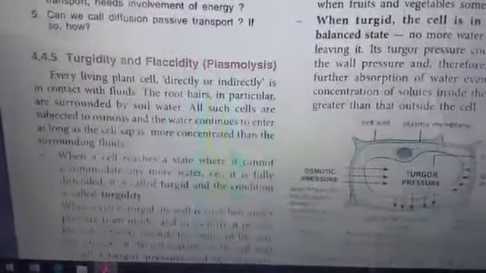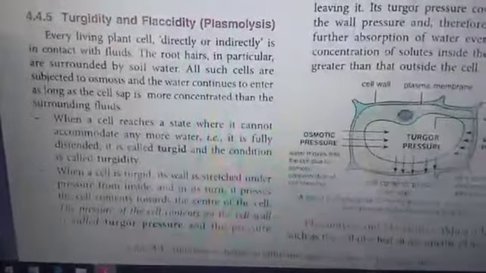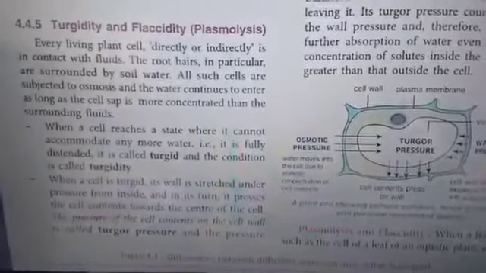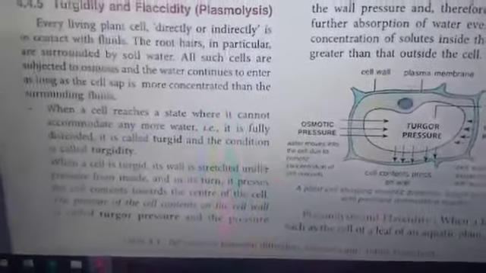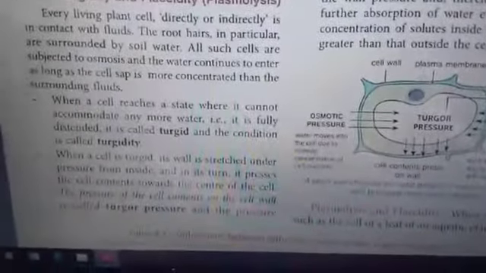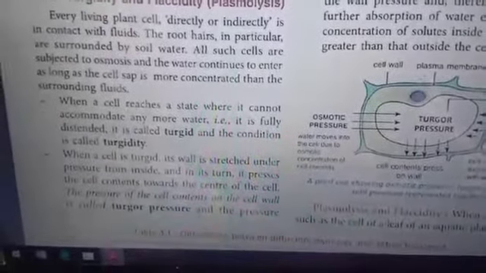Next is turgidity and flaccidity. Okay. Now turgidity and flaccidity are totally opposite. Turgidity, full of water. Flaccidity, no water content. Clear? It is the end cell.